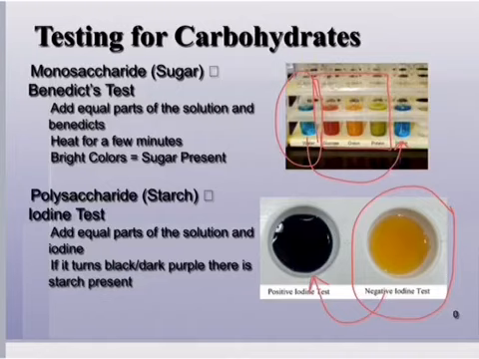One suggestion that I would make for you with both of these tests is to run a control next to your known substance. What I mean by that is to add equal parts of Benedict's and water to a second test tube, or to add equal parts of iodine and water to your spot plate so that you can definitely see what the negative test looks like. It'll help you to understand and interpret the positive results if you can see what a negative test looks like right next to it.